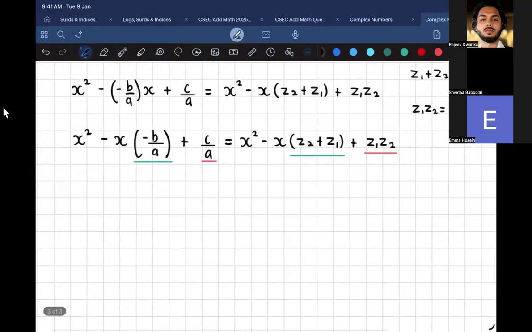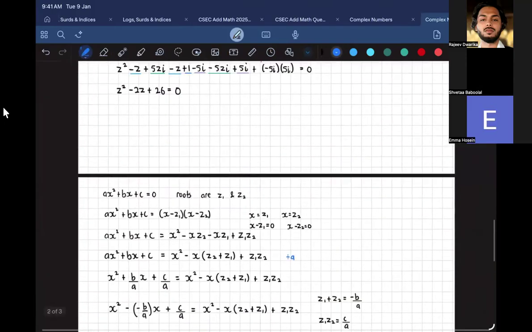So Shweta, in other words, Z2 plus Z1, which is the same thing as Z1 plus Z2, is equal to what? Minus B over A, right? And Z1 by Z2 is equal to C over A. Lovely. And we would have learned this in A-Maths, right? This is nothing new.